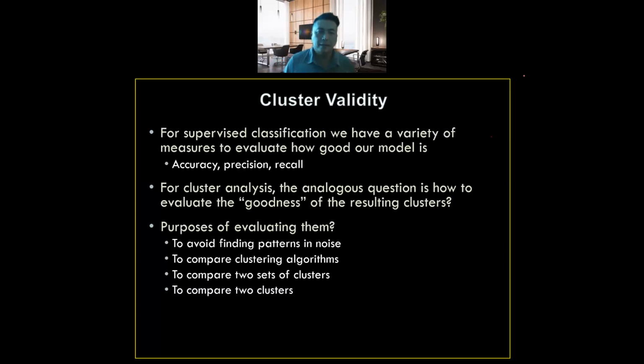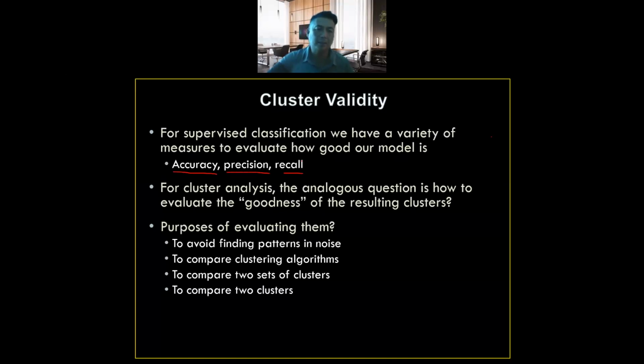Okay, for cluster validity, we will look into a variety of measures to evaluate how good our model is. Basically, we are looking at the compactness and the separation value for the cluster. If we compare with supervised classification, we are looking at the accuracy, precision and recall. So these are the metrics used to measure the quality of the classifier.